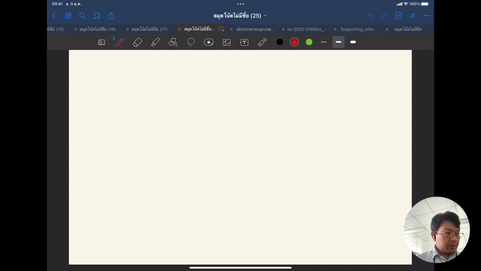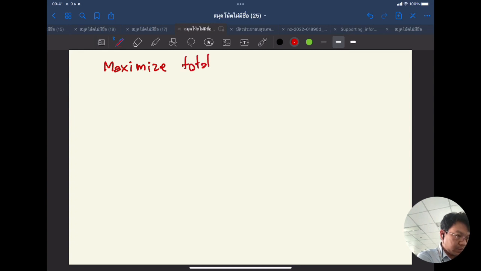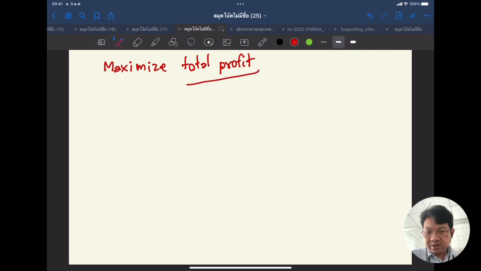Okay, we formulate this problem as multi-period optimization, right? And what is our objective? Our objective is to maximize the profit, maximize total profit. This is our objective function. So you have to write down the objective function first. The objective function is a profit.